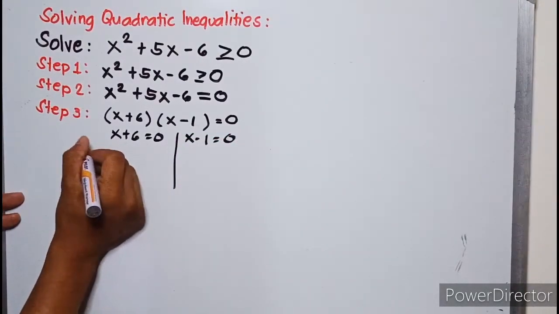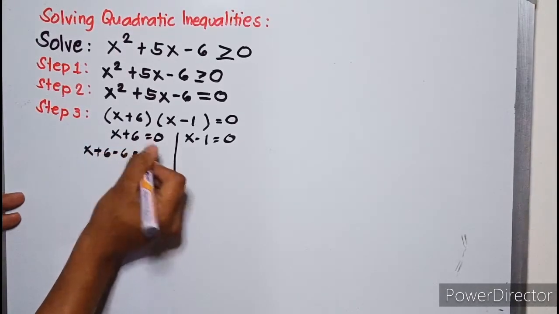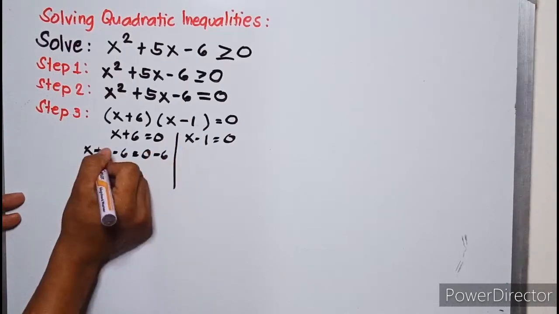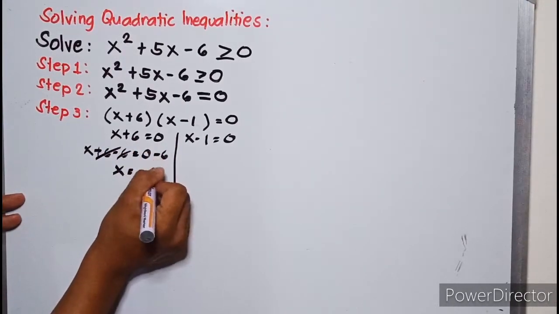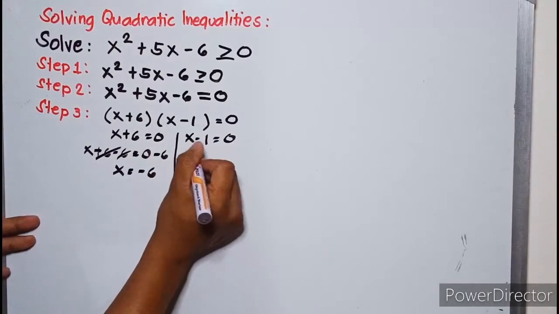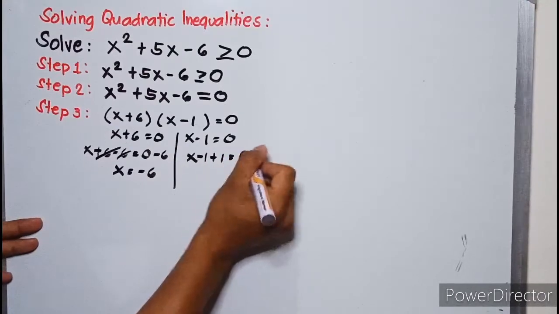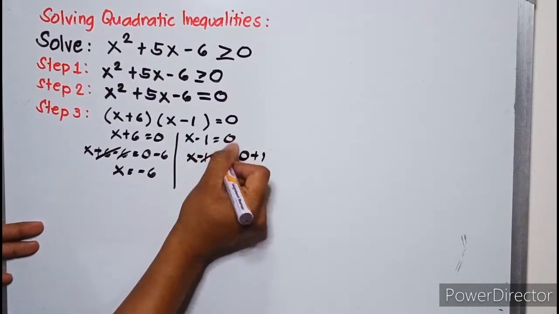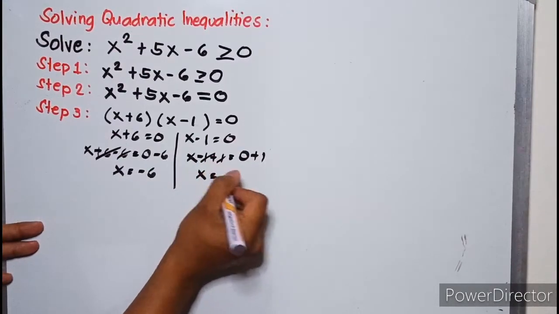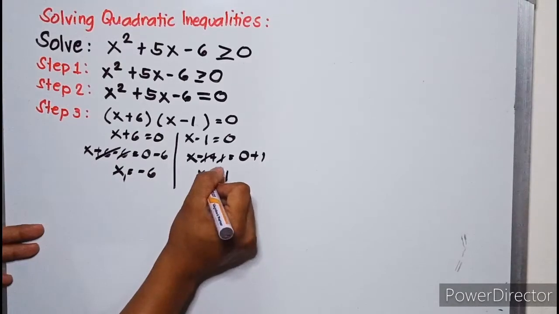Then, the additive inverse. X plus 6 minus 6 equals 0 minus 6. So, cancel. X is equal to negative 6. Then, x minus 1, additive inverse plus 1 equals 0 plus 1. So, we'll have cancel. X is equal to 1. So, we have x sub 1 and x sub 2.